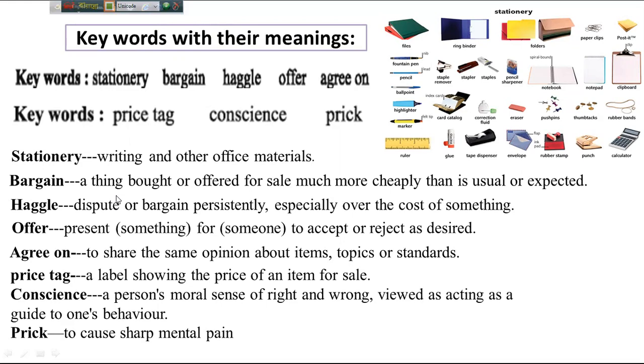Bargain, it can be a noun and also it can be a verb. What does it mean? A thing bought or offered for sale much more cheaply than is usual or expected. That means when we try to buy something cheaply, that is called bargaining. Next one, haggle. Dispute or bargain persistently, especially over the cost of something. That means you want to buy something at a cheaper rate. That activity is called haggle.